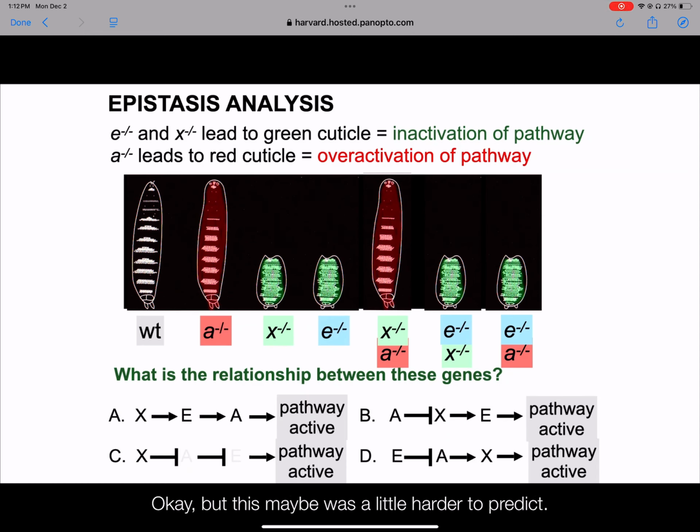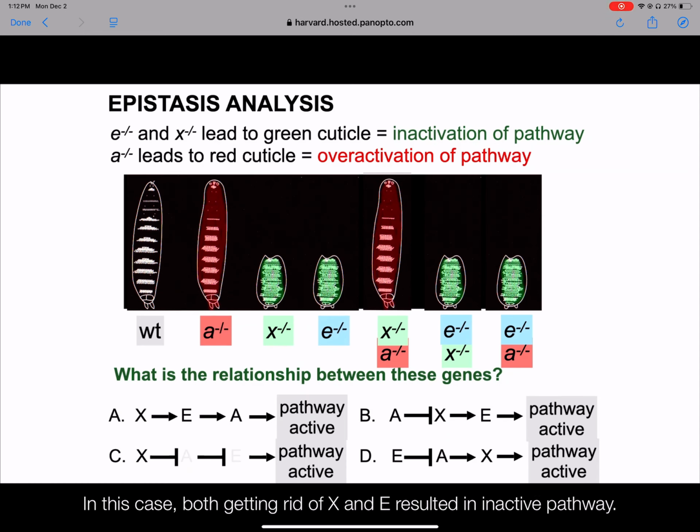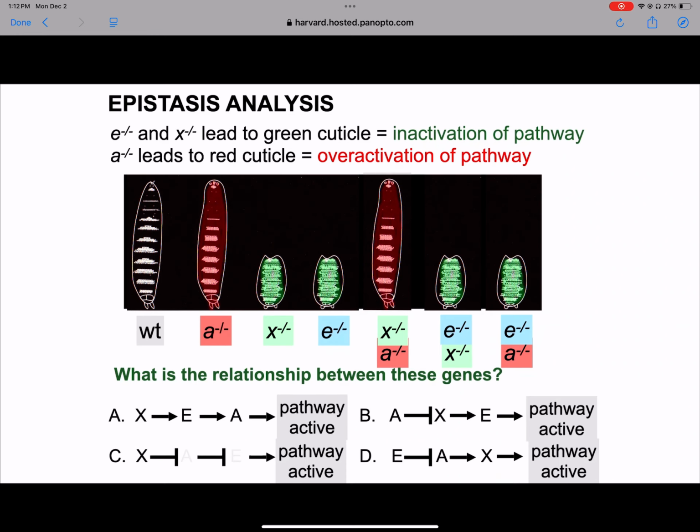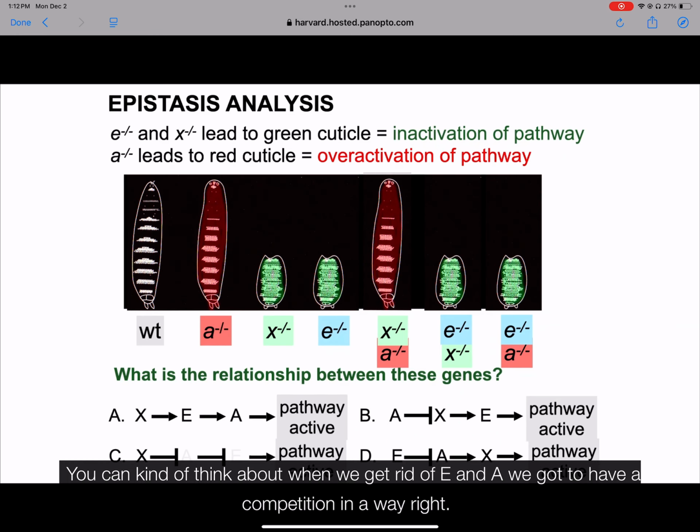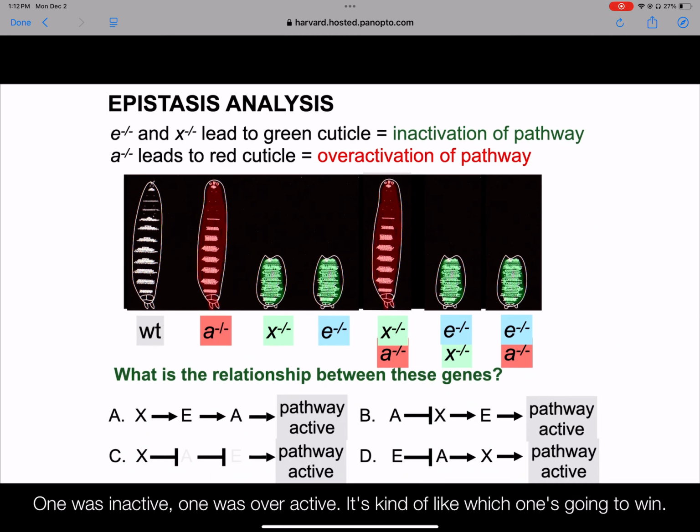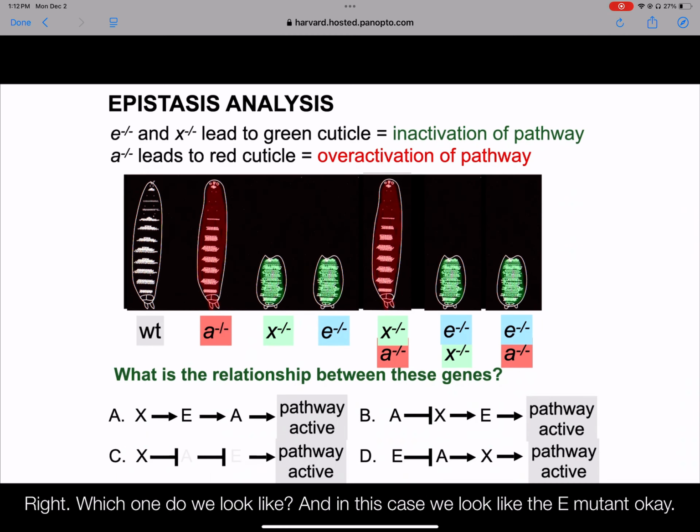But this maybe was a little harder to predict. In this case, both getting rid of X and E resulted in an inactive pathway, so we saw an inactive pathway when we got rid of both of them. But when we get rid of E and A, you can think of it as a competition: one was inactive, one was overactive. It's like which one's going to win? Which one do we look like? And in this case, we look like the E mutant.